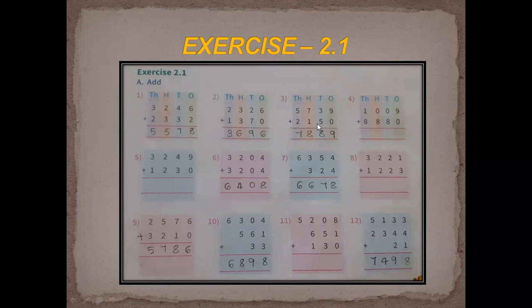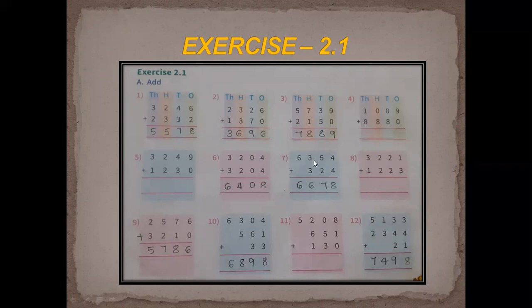Next, third one, 5739 plus 2150, that equals 7889. Next, fourth one, 1009 plus 8880. You have to do this in your textbook, and the fifth one also. Next, sixth one, 3204 plus 3204. First we add the ones place digits, that equals 8. 0 plus 0 equals 0 only. Then 2 plus 2 equals 4. 3 plus 3 equals 6. So the answer is 6408.